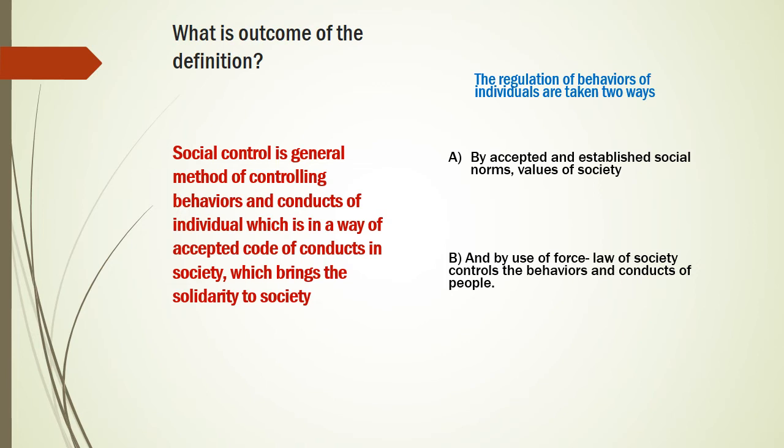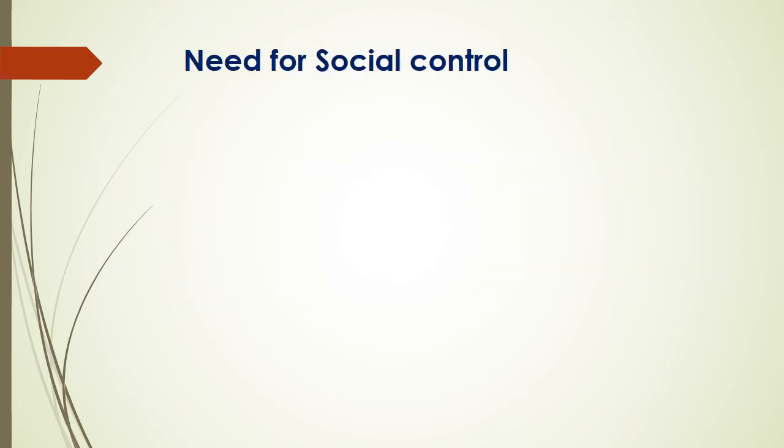Meaning thereby, social control is achieved not only through the values and norms of society, but also, to control human behavior, individual and group behavior and conduct, there is a requirement to bring law and force into society.